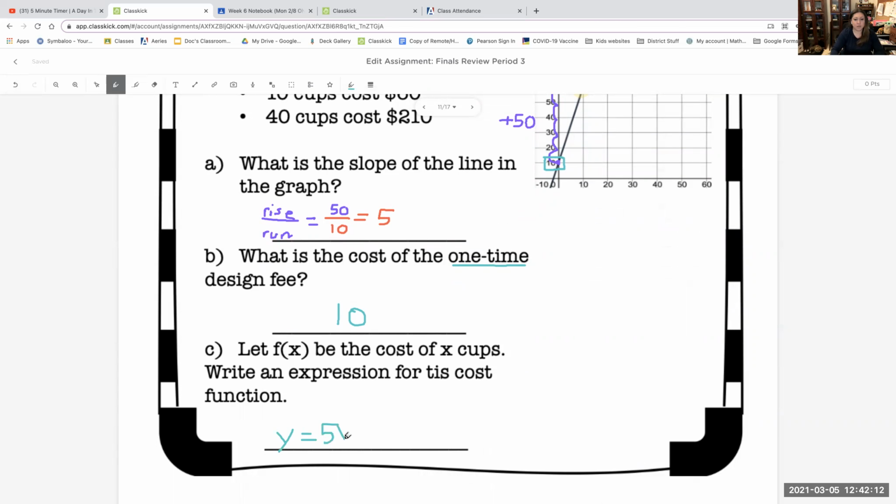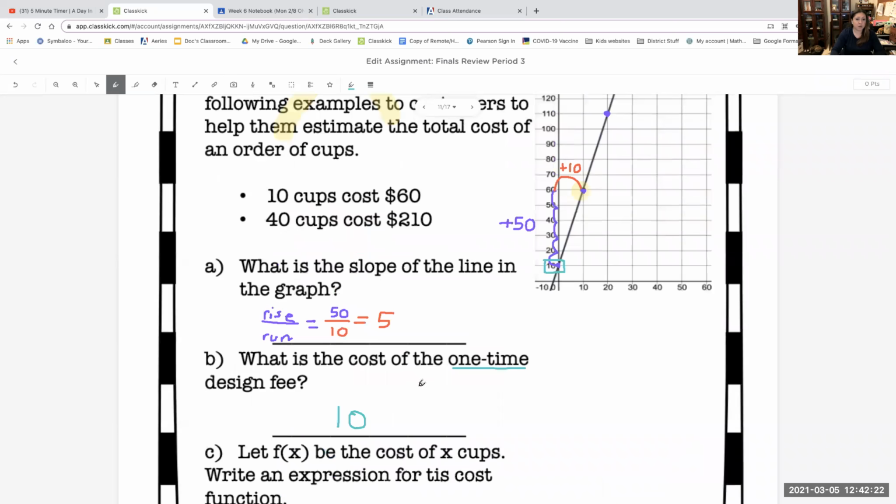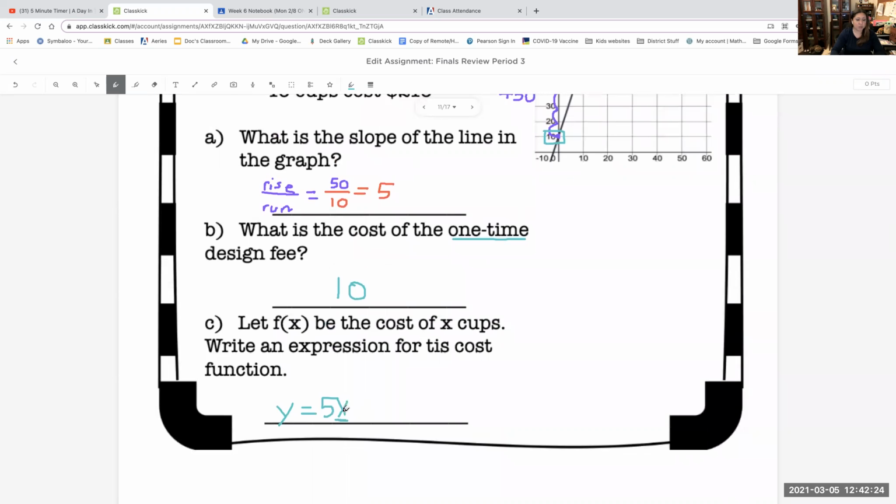And it's 5x because we can't forget our x. Why do we need an x here? Because it's $5 for each one of these cups. So how many cups do we have? No idea. So 5 times x, 5 times x plus 10.